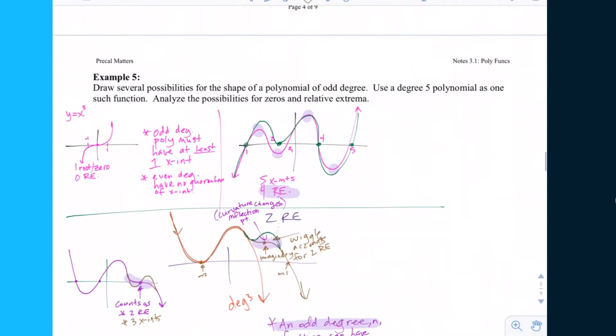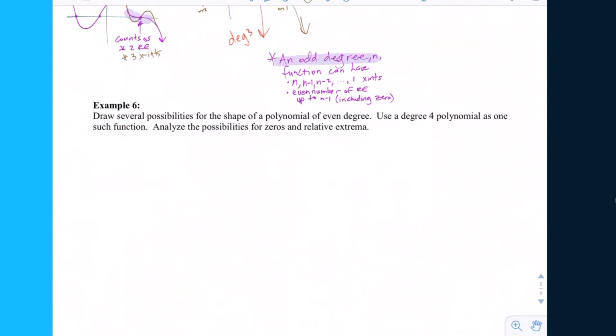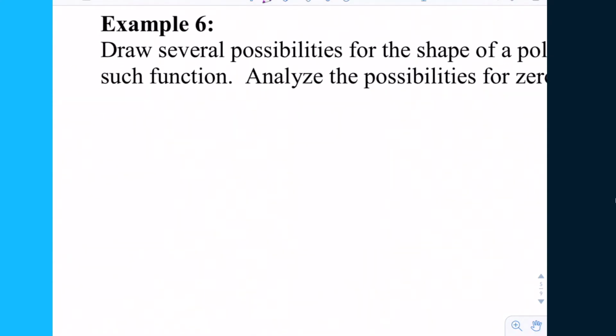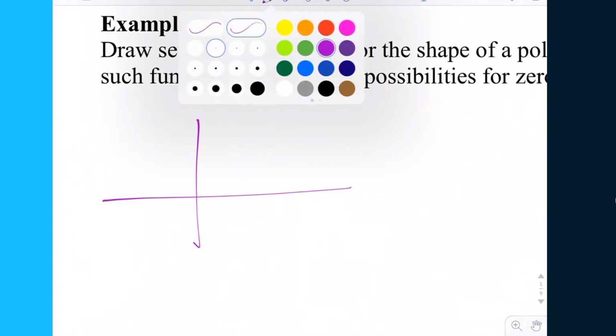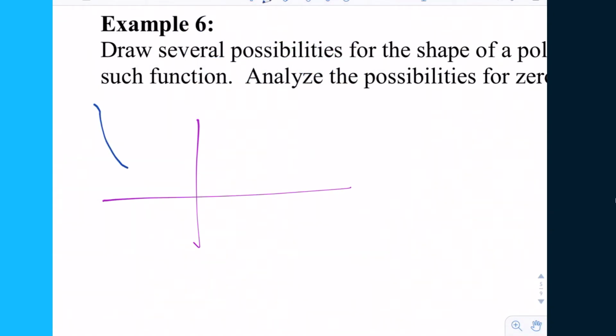All right, so now it says draw several possibilities of the shape of an even degree polynomial, use a 4th degree. We've already kind of done that. So let's just draw some examples here. You could have a 4th degree polynomial. Let's say it comes in the top, goes out the bottom. That's not going to be the parent function, but that would be a 4th degree polynomial, yeah? How many x-intercepts does it have?